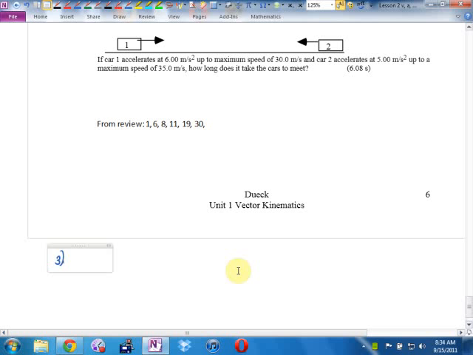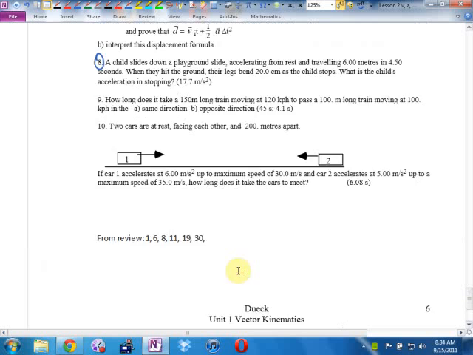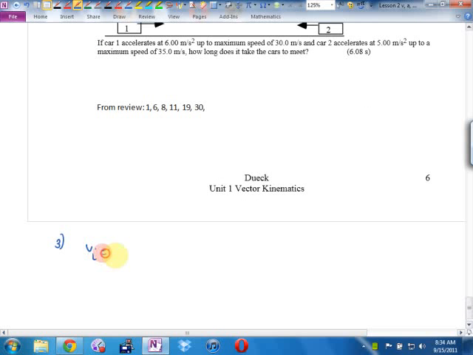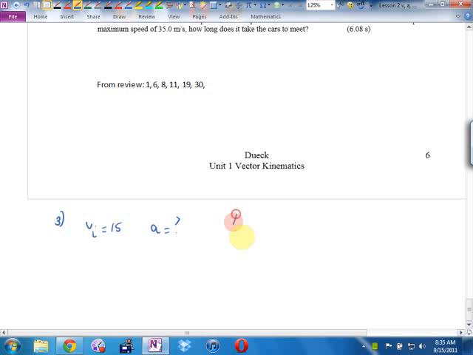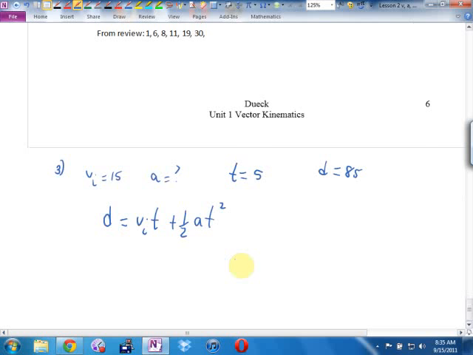We're good. Number three. A car travels 15 meters per second. I'm pretty sure VI is 15. They want me to find A. They've given me T, and they've told me the displacement is 85 meters. Is that okay, Caitlin? I'm looking for an equation that has those in it. I think it's this one, and I'm going to solve for A.